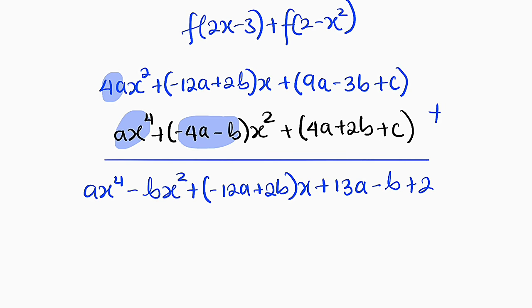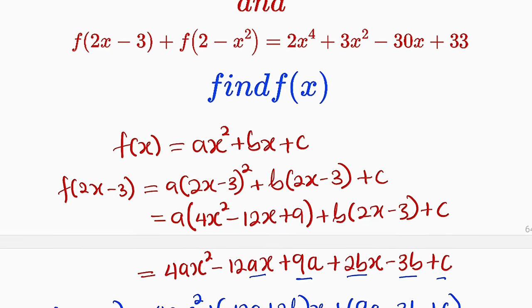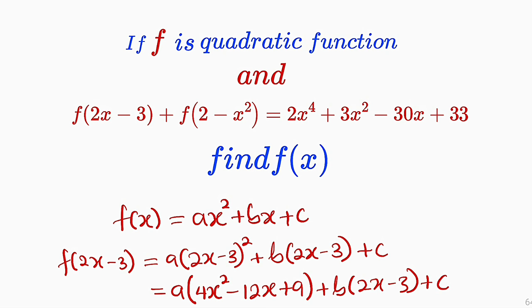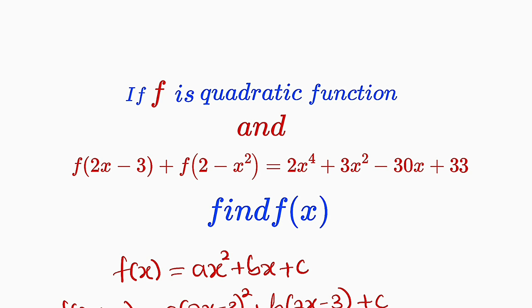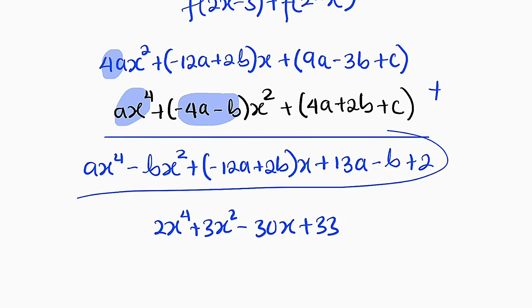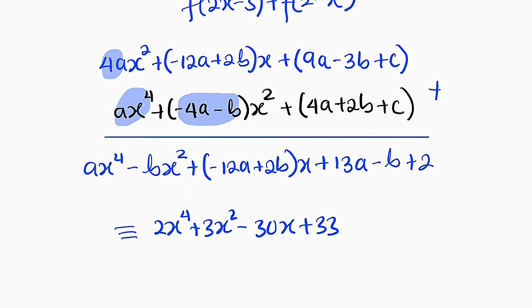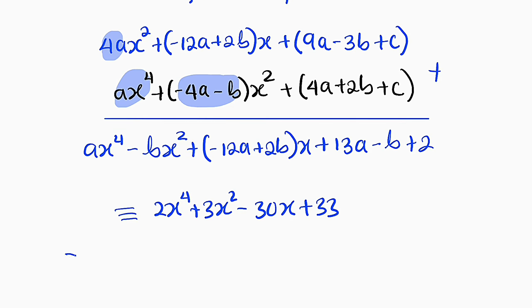But remember, everything here must be equivalent to the right-hand side, which is 2x to the power of 4 plus 3x squared minus 30x plus 33. Let me copy that as well. It implies that the whole of this must be equivalent to this, so all we have to do is relate their coefficients. The coefficient of x to the power of 4 is 2 on one side and a on the other. This implies that a is equal to 2.